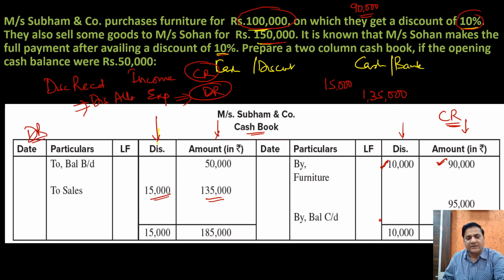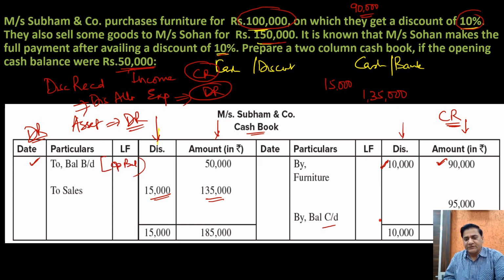So we would say to sales, discount would be 15,000, amount received is 1,35,000. Clear? It says prepare a two column cash book if the opening cash balance is 50,000. Opening cash balance is recorded on the debit side. Asset always has a debit balance. So we record that as the opening balance. This is the opening balance for us.